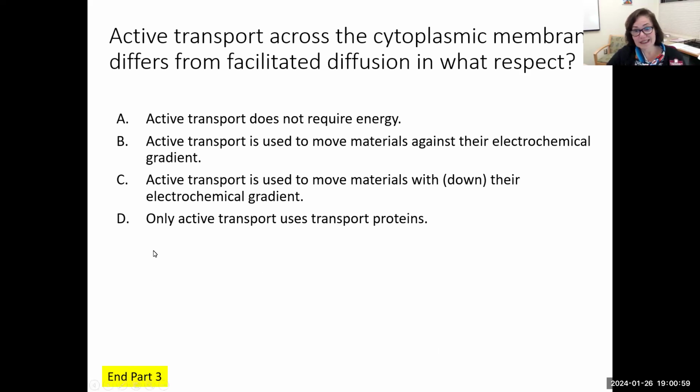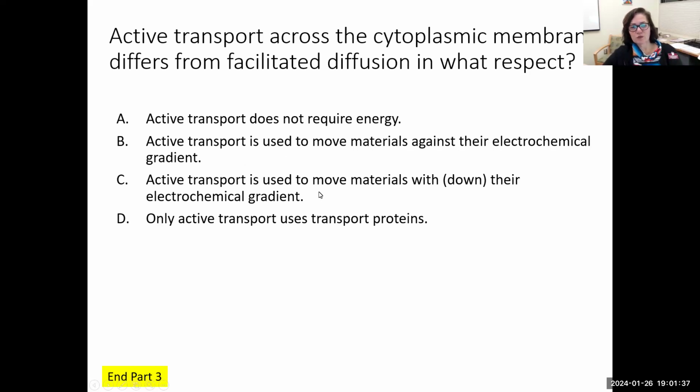And let's go through these one at a time. Active transport does not require energy. False. Active because we're paying for it. We're using ATP every time. Active transport is used to move materials against their electrochemical gradient. I think I never mentioned the electro part of this. I talked about the concentration gradient. Yeah, so you are moving things against their concentration gradient or electrochemical gradient. So B is correct. I want to go through the other two though.